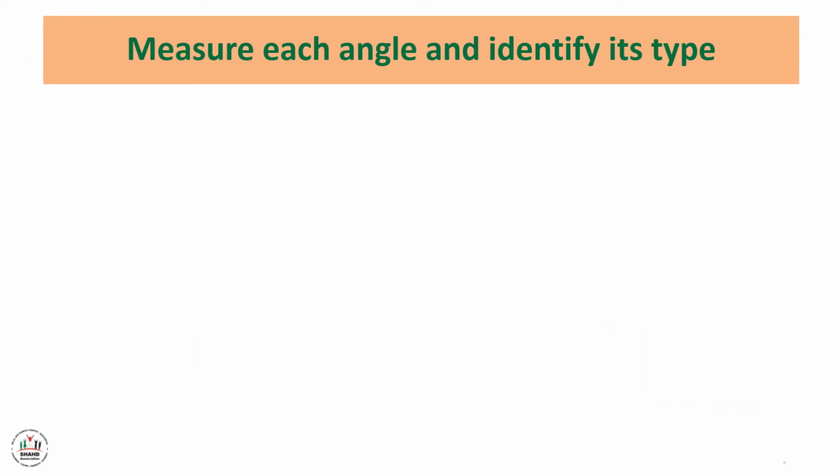Also measure each angle and identify its type. To measure this angle MLN or NLM, we put the center of the protractor on vertex L and the line of the protractor on side ML or side LN. We put the center of the protractor on vertex L and the line of the protractor on side LM or side LN. I will choose side LM.